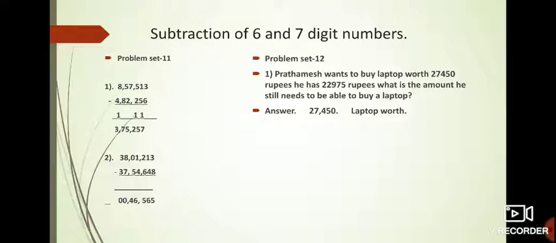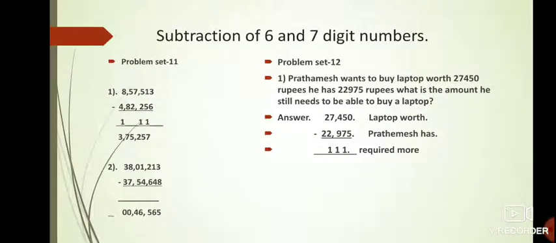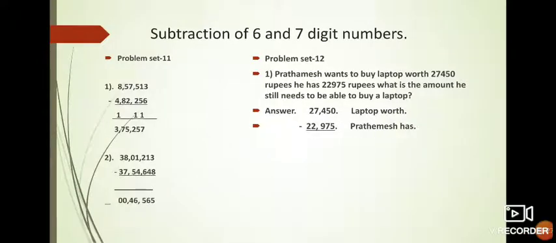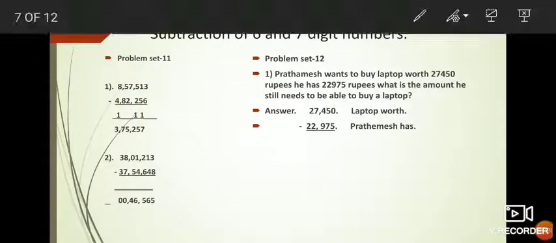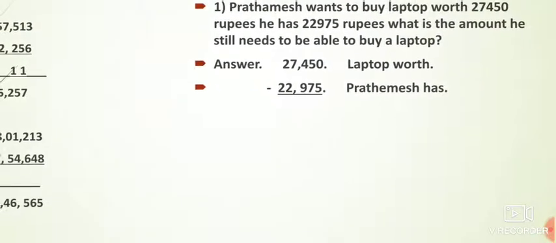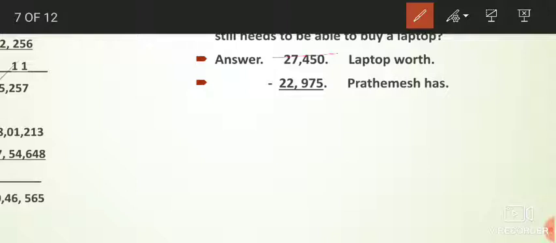Okay, see, this is the price of the laptop, and he has 22,975. So same method, subtraction we have to do. See, how much more amount he requires, that we have to see, students. Now do the subtraction. We can't subtract 5 from 0. So again borrow 1 point, that is 10. 10 minus 5 is 5 students. Now 7 plus 1 is 8.